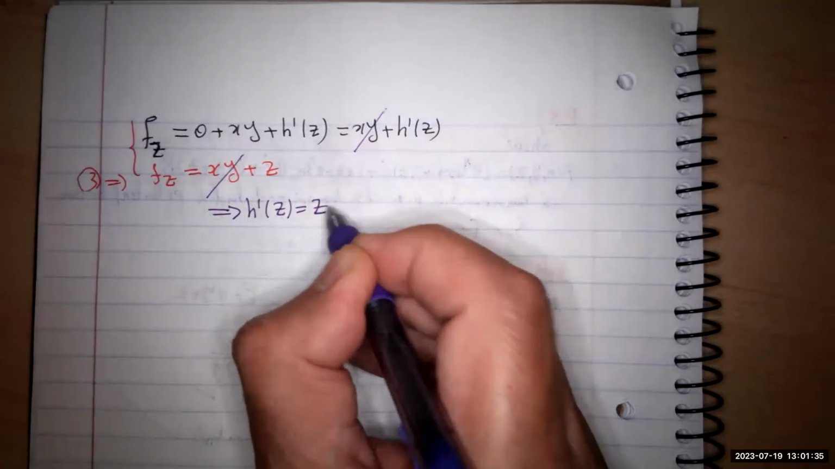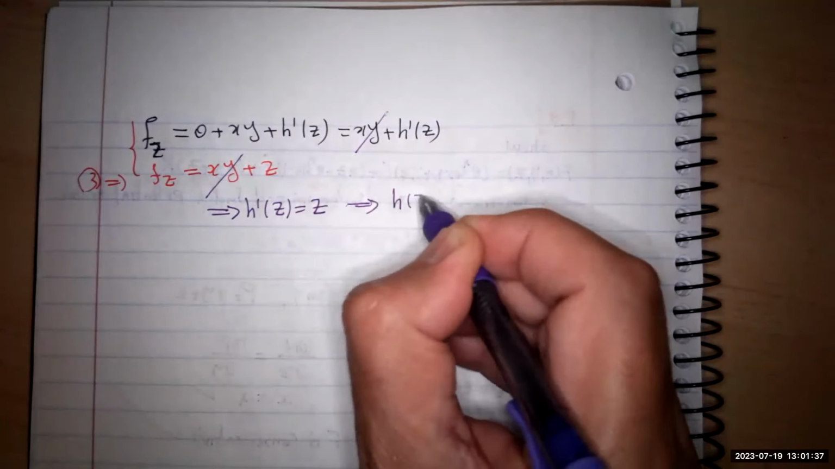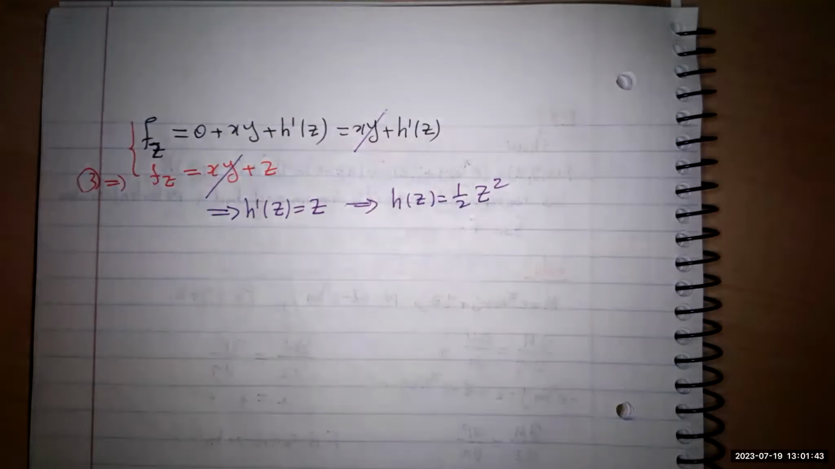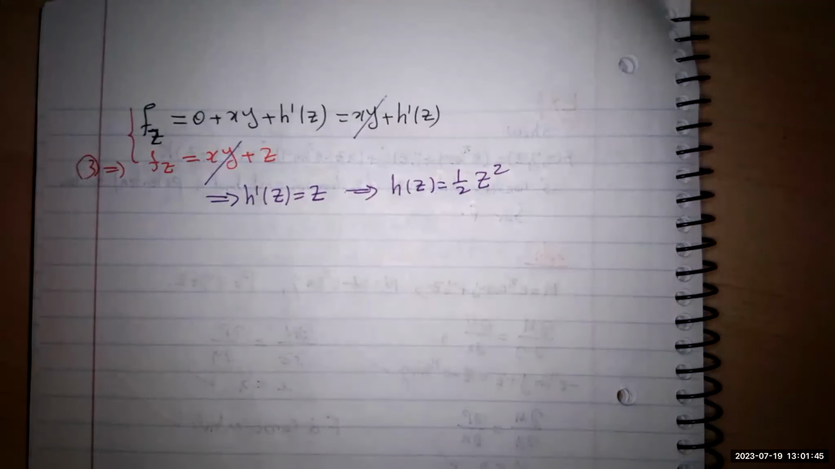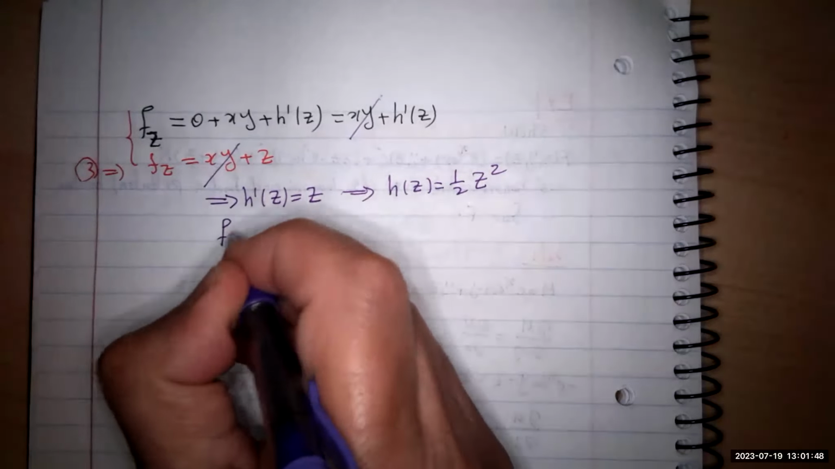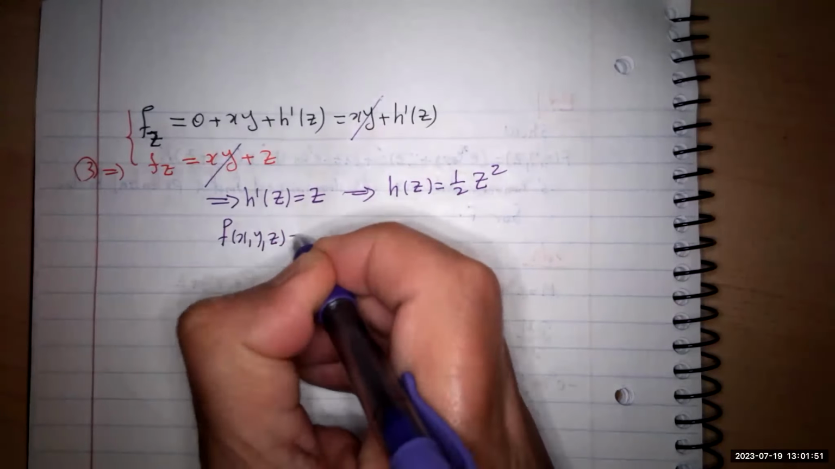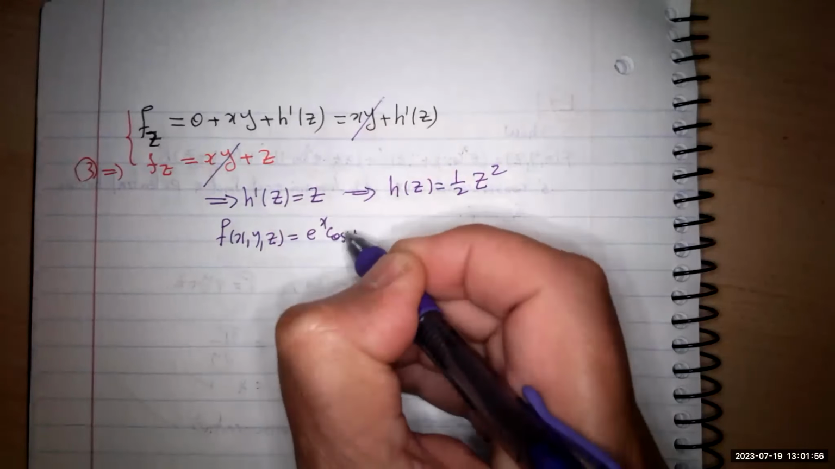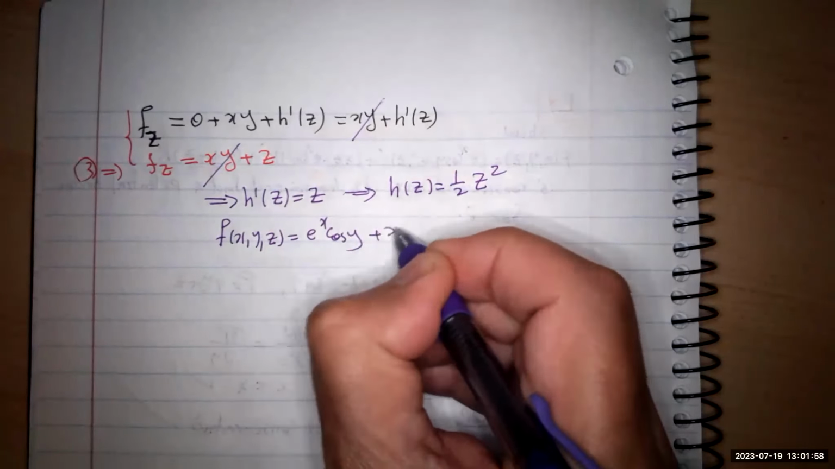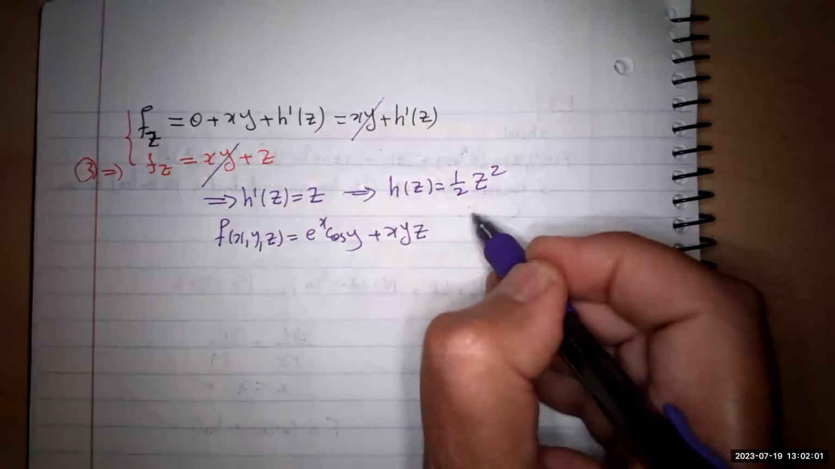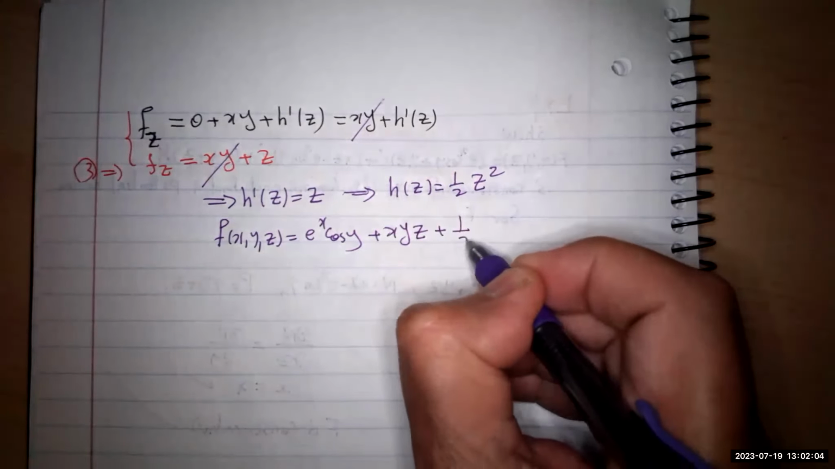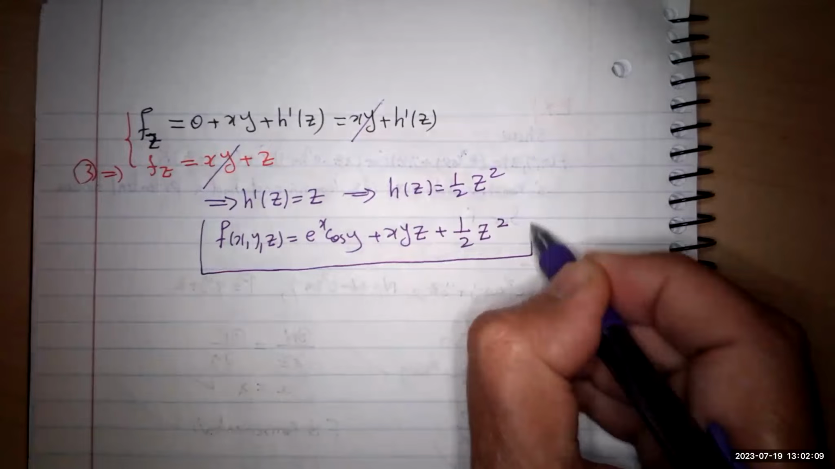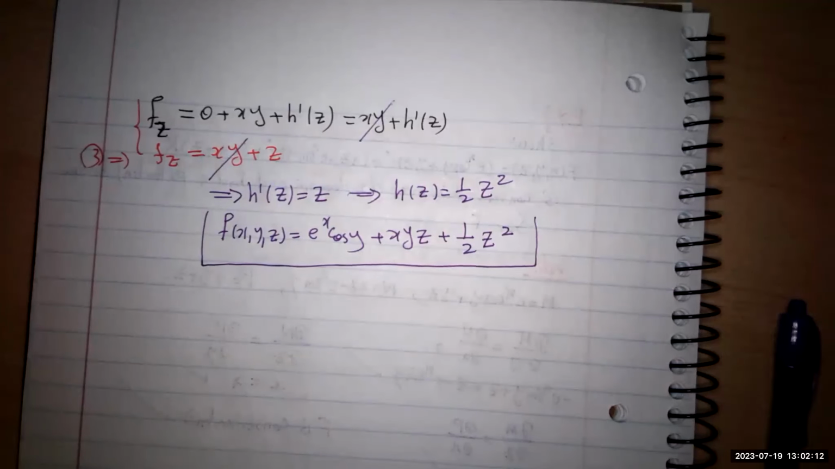Now we integrate it. That gives us the fact that h of z is going to be equal to 1/2 of z squared. You don't need the constant c anymore. So this means eventually your function f of x, y, z is e to the x cosine y, plus xyz, plus h of z, which is 1/2 of z squared. This is going to be the potential function of that vector field.